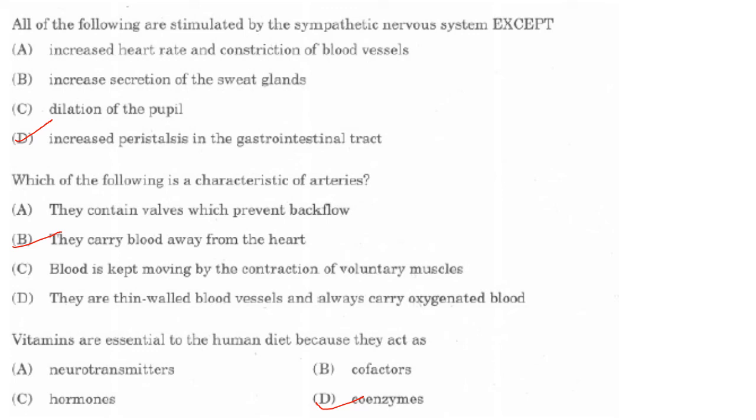Then vitamins are essential to the human diet because they act as coenzymes. Many enzymes are simple proteins consisting entirely of one or more amino acid chains. Other enzymes contain a non-protein component called a cofactor that is necessary for the enzyme's proper functioning. There are two types of cofactors, inorganic ions that is zinc and copper ions and organic molecules known as coenzymes. Most coenzymes are vitamins or are derived from vitamins. So answer is option D, coenzyme.